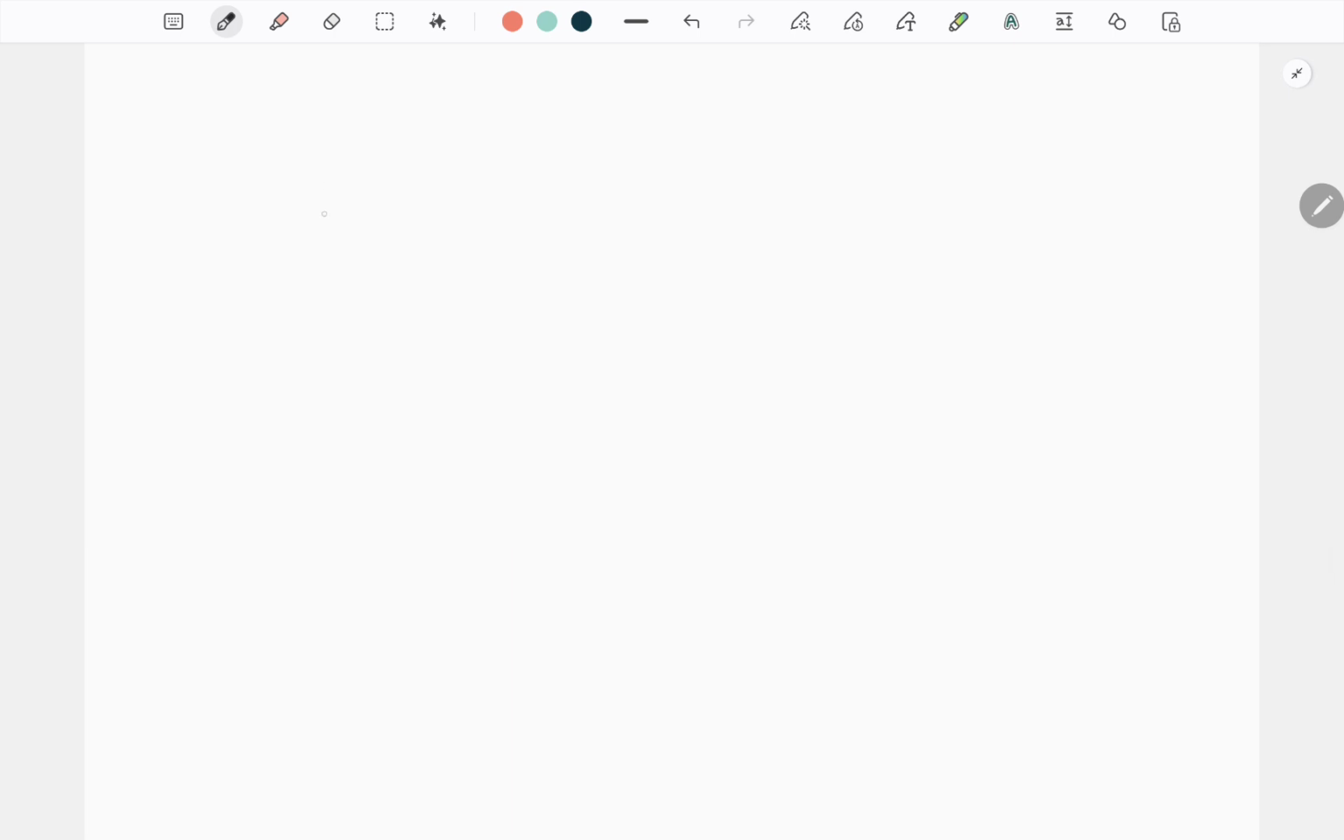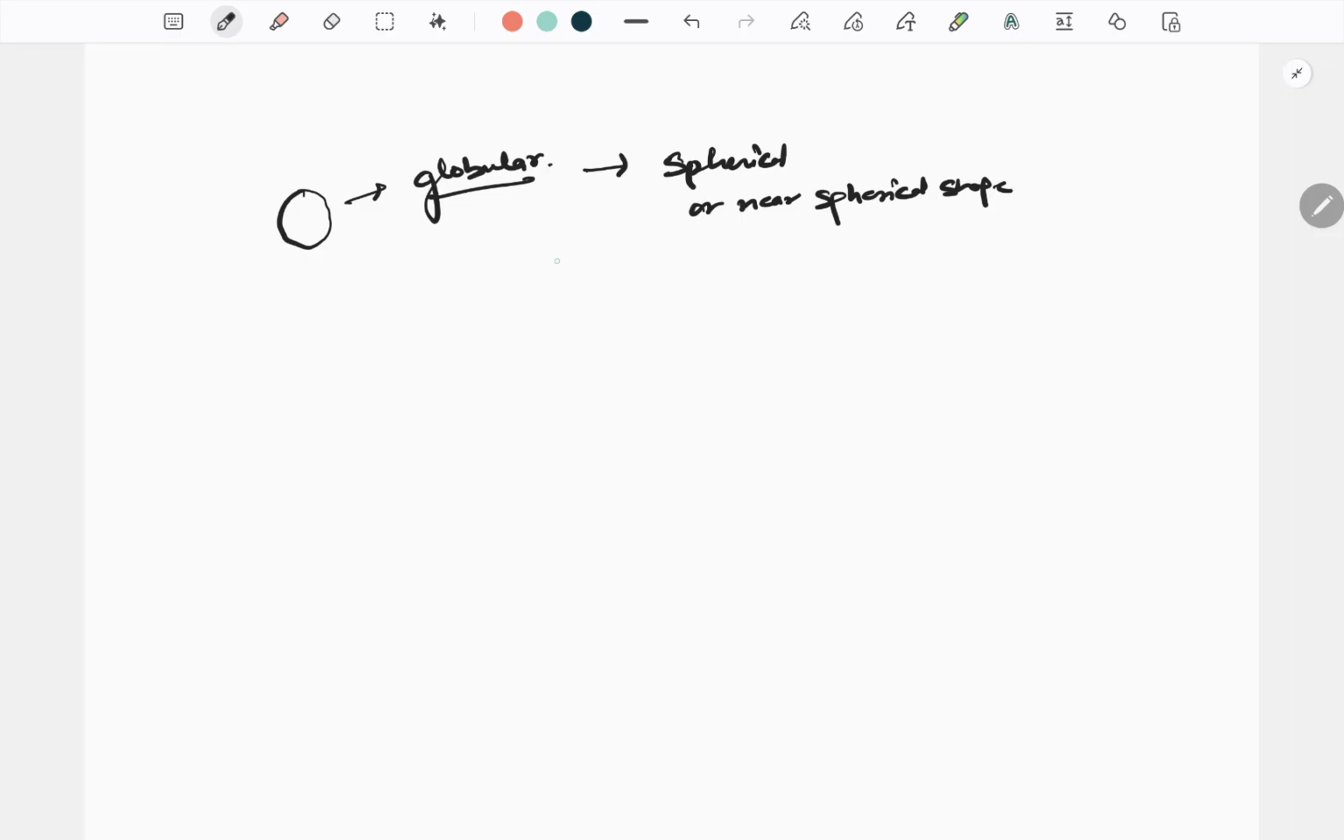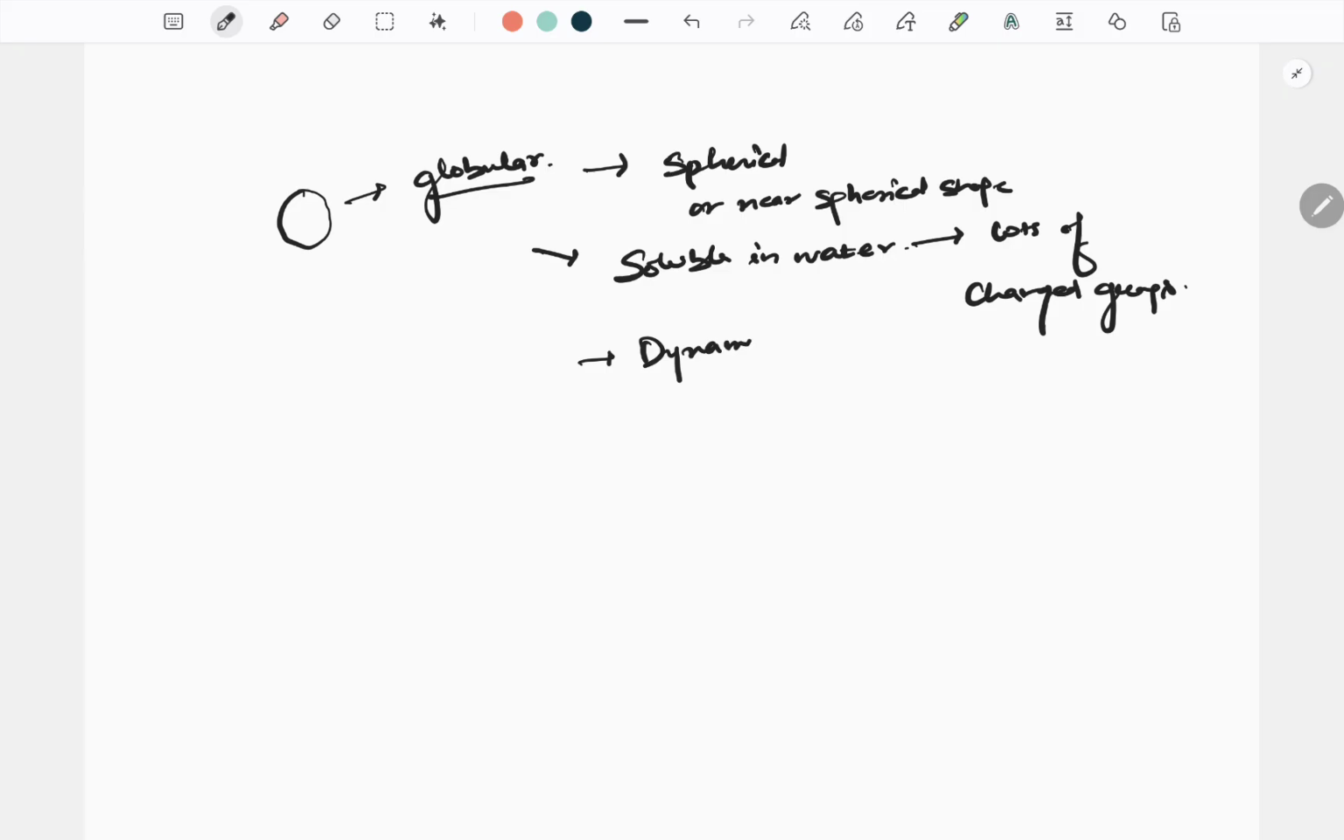Okay, so protein in our body can be globular. What do you mean by globular? So it will exist in what? Spherical or near spherical shape. So these protein are usually soluble in water and they have lots of charged groups. So if you have missed the amino acid lecture, so do watch that. You'll understand why. Okay. So these are very dynamic and flexible.